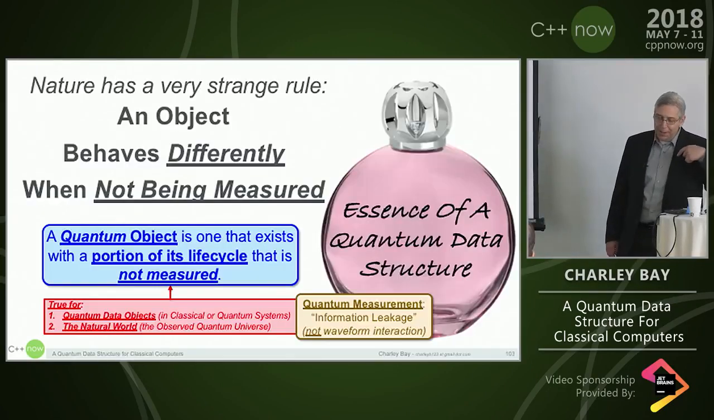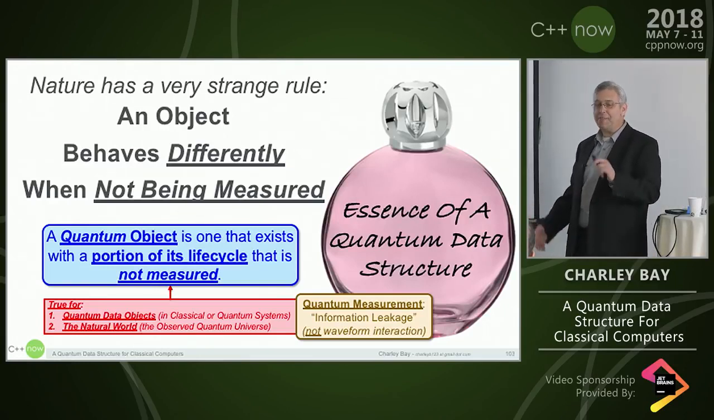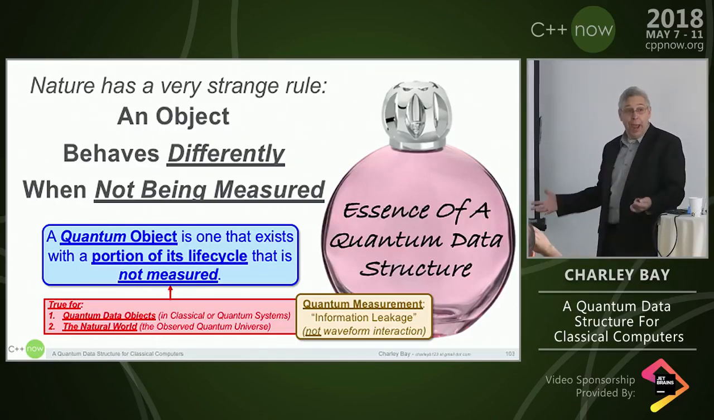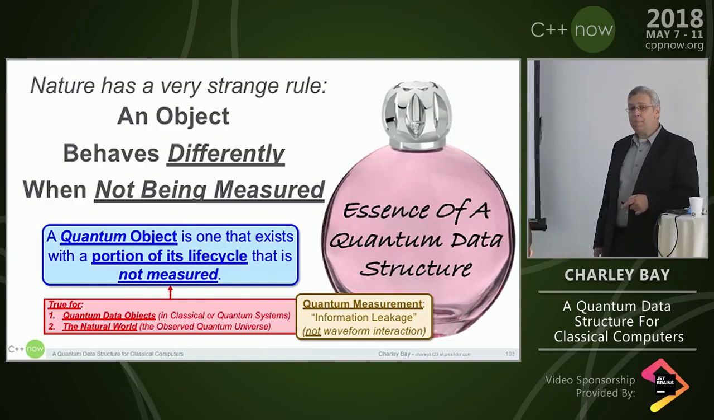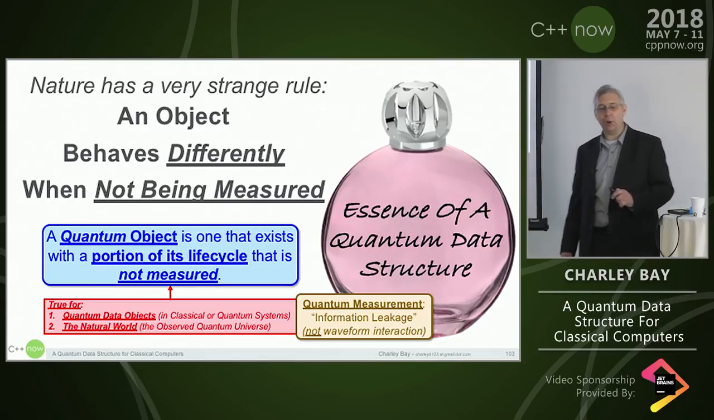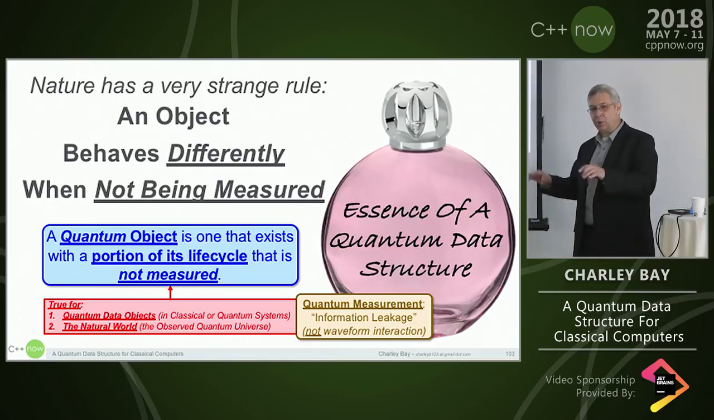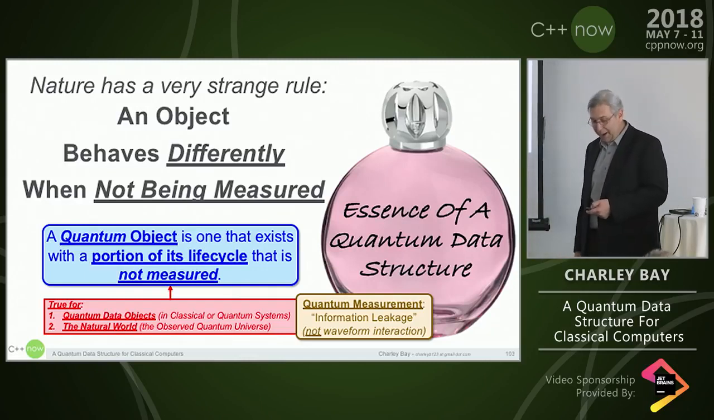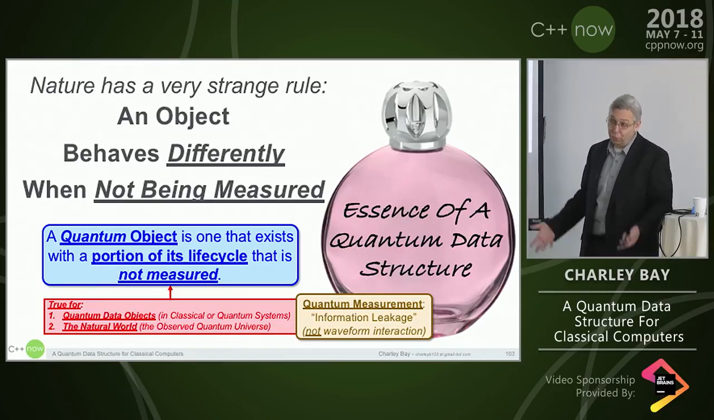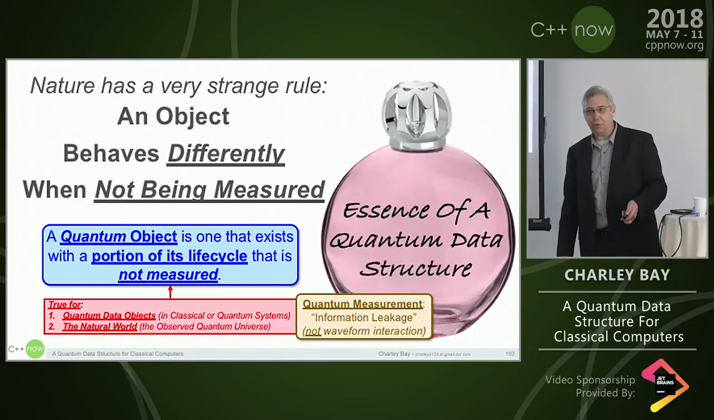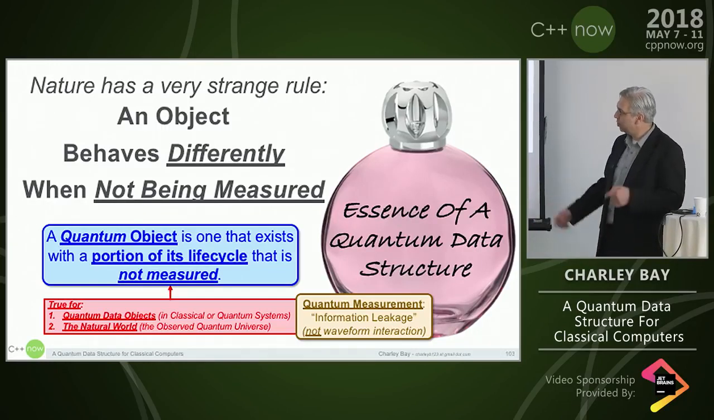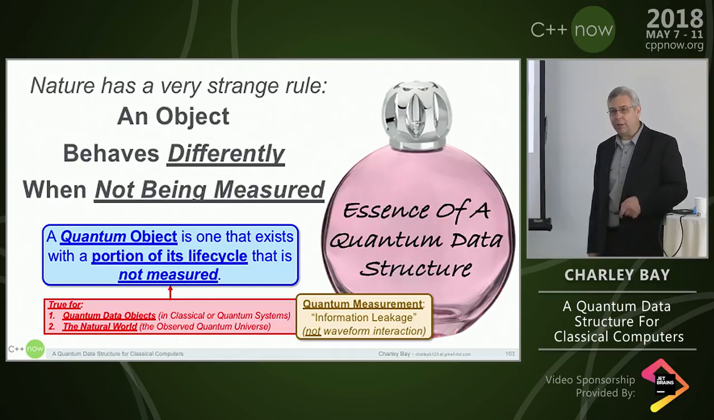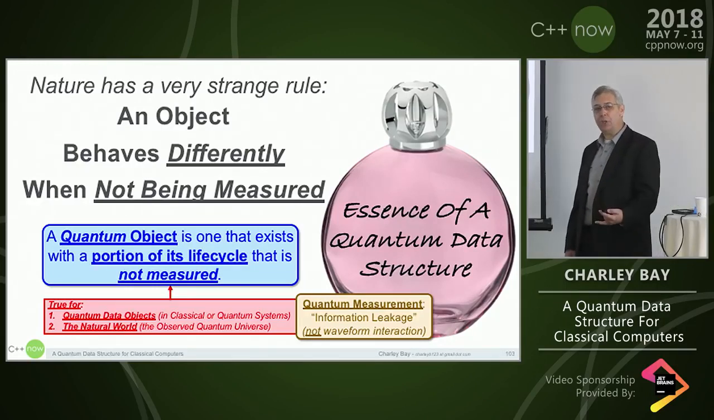So nature, by the law of physics, has a very strange rule. And this is a real rule. This happens. An object behaves differently when it is not being measured, meaning observed. When you're not looking at the toys in the bedroom, they run around like Toy Story. That's what this is saying. And in the land of physics, that's actually true. At the micro scale, that's true, but it turns out with technology, you can do that at the macro scale, which is interesting.